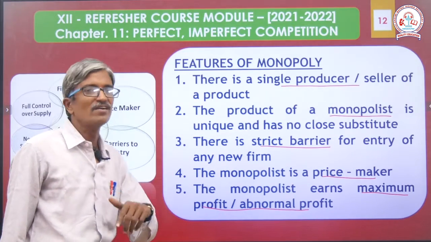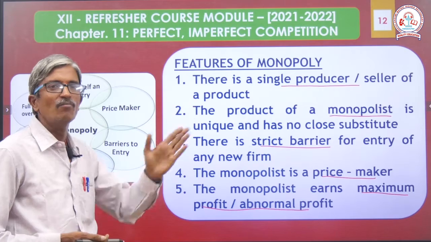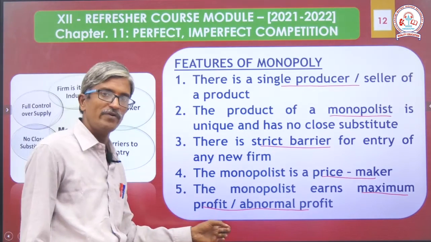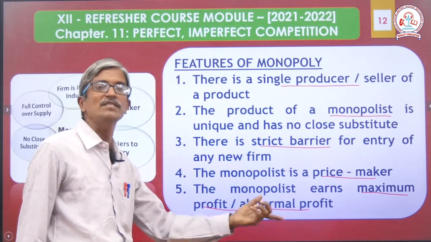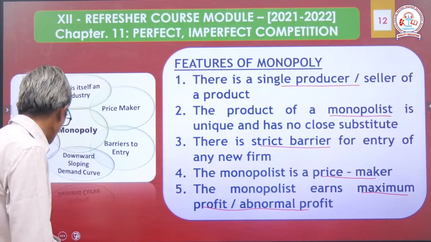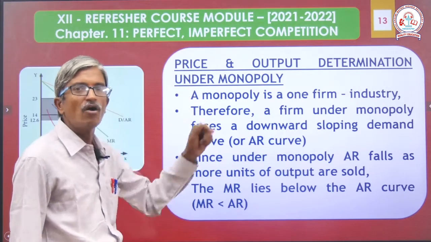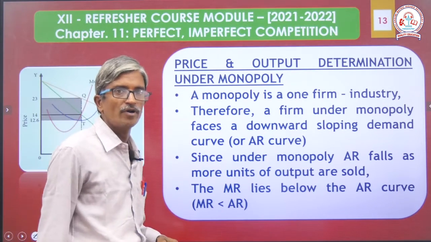In the short run and long run, under monopoly, all the possibilities for us are profit, and that profit is maximum profit as well as abnormal profit. Next, price and output determination under monopoly.